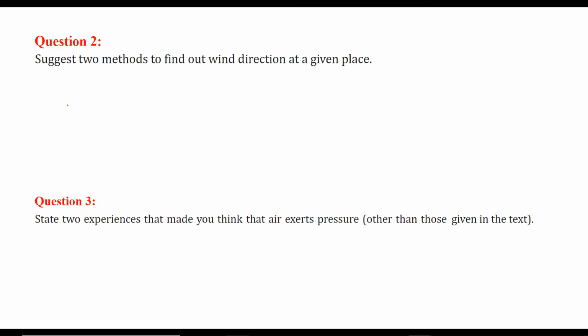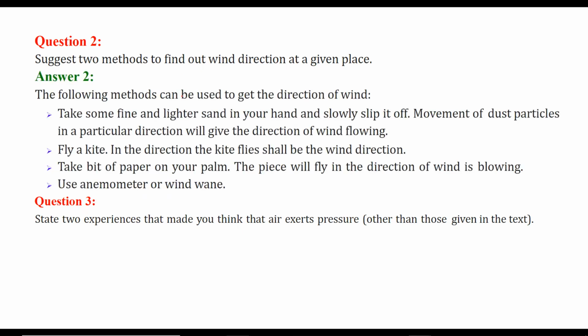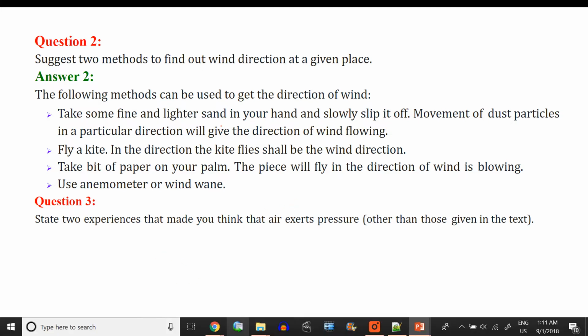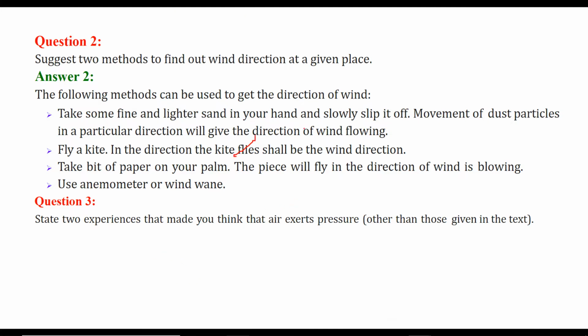Suggest two methods to find out wind direction at a given place. So there are so many ways. First is, you can take some sand in your hand, just open your hand so that it can slip, and you can just see where this dust particle goes, because they are very light, so the wind will take them in certain directions. So that is the direction of the wind.